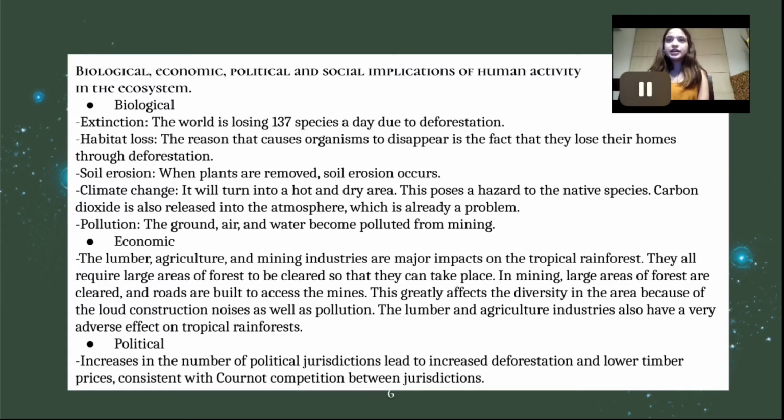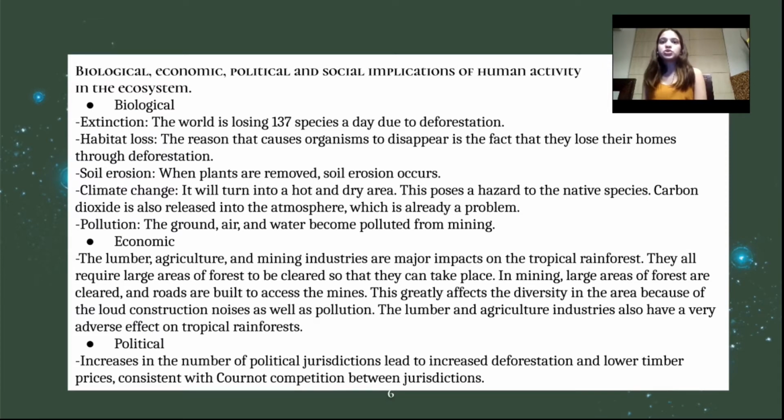Biological, economic, political, and social implications of human activity in the ecosystem. Biological extinction. The world is losing about 137 species a day due to deforestation. Habitat loss. The reason that causes organisms to disappear is the fact that they lose their homes through deforestation.